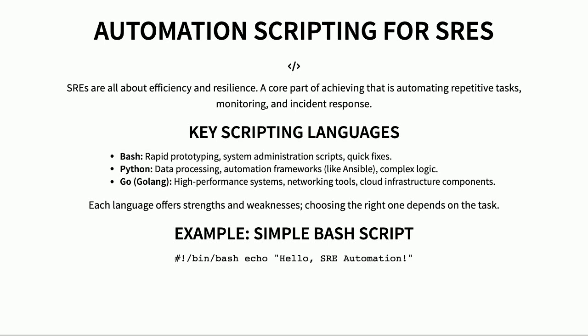Bash is great for quick fixes and basic system administration. It's perfect for getting something done fast. Python is incredibly versatile. You can use it to automate complex processes, build powerful automation frameworks like Ansible, and even do a lot of data processing. And finally, Go, or Golang, is known for its speed and efficiency, making it ideal for building high-performance systems and tools used in cloud infrastructure.